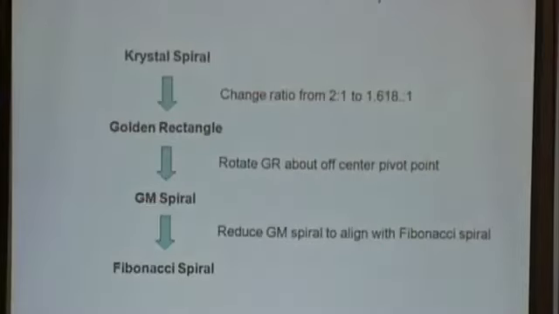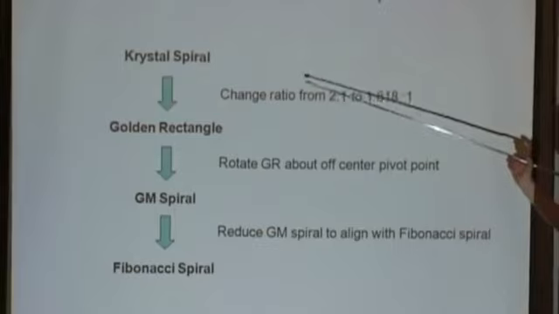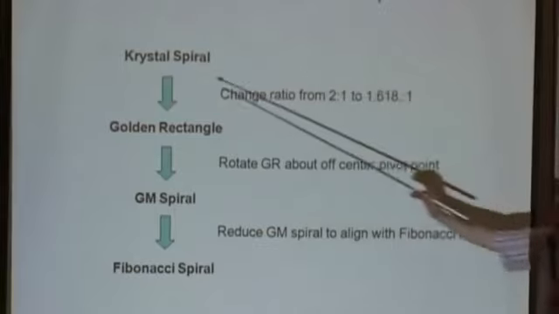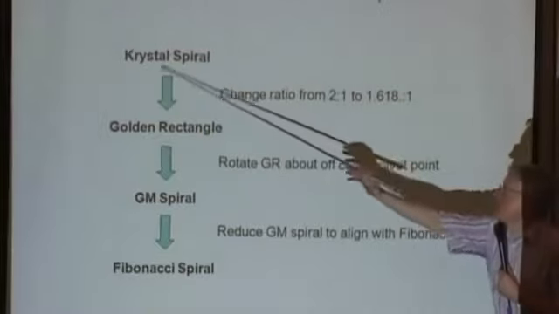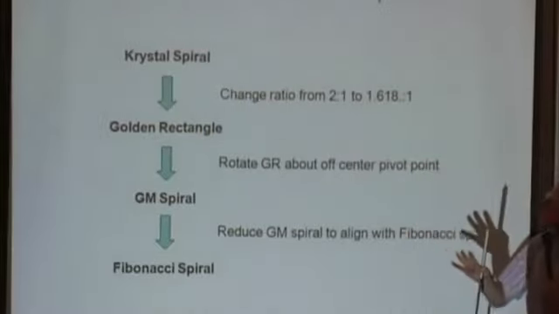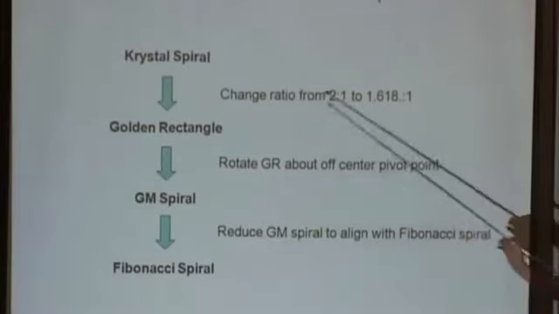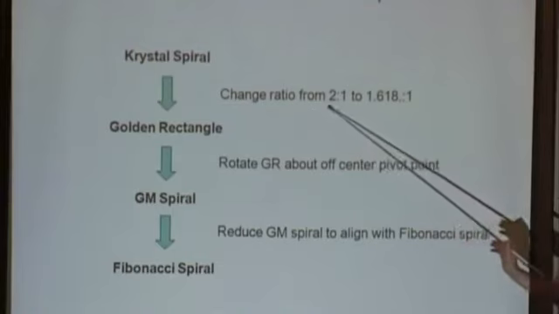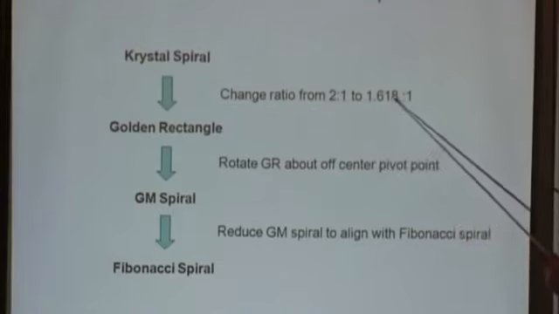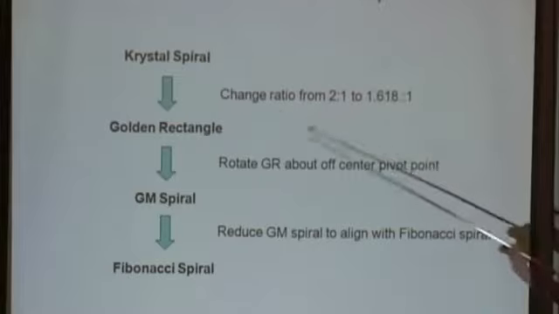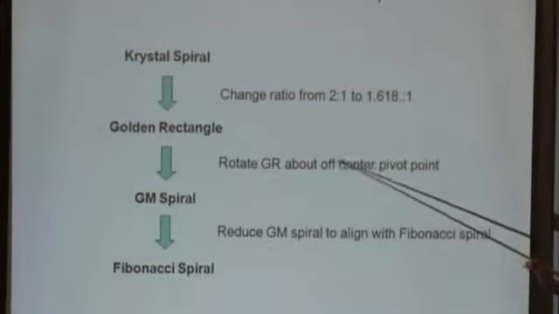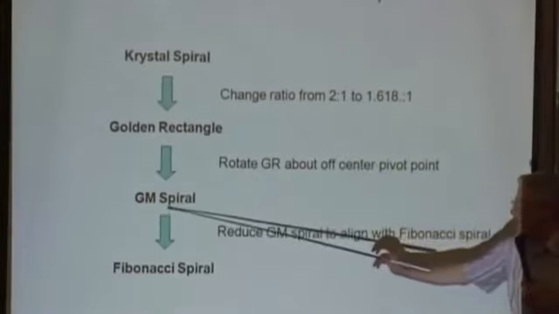Now, what we have is a sequence of progression from the crystal spiral all the way out to the Fibonacci spiral. Starting from the crystal spiral, which is the foundation structure of the original creation, the original ratio of the Katara grid is 2 to 1. If we change that ratio to 1.618 to 1, in other words, use the golden mean ratio, we end up with a golden rectangle. Rotate that golden rectangle by its off-center pivot point, and we get our golden mean spiral.